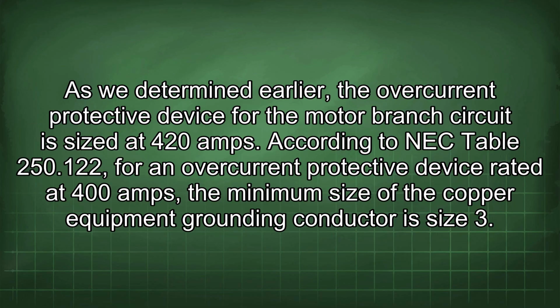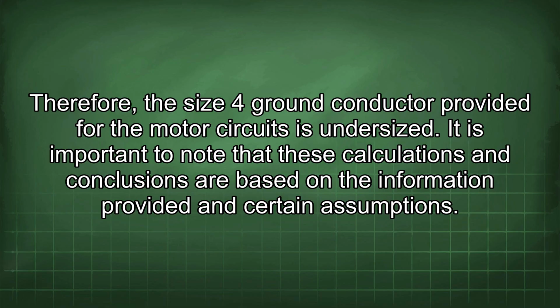As we determined earlier, the overcurrent protective device for the motor branch circuit is sized at 420 amps. According to NEC Table 250.122, for an overcurrent protective device rated at 400 amps, the minimum size of the copper equipment grounding conductor is size 3. Therefore, the size 4 ground conductor provided for the motor circuits is undersized.